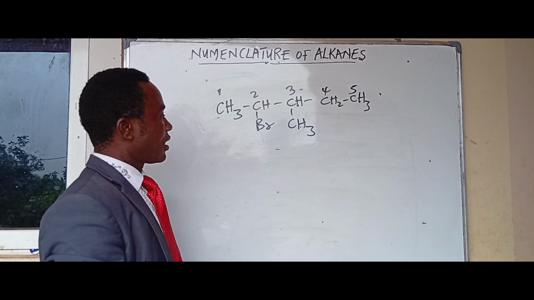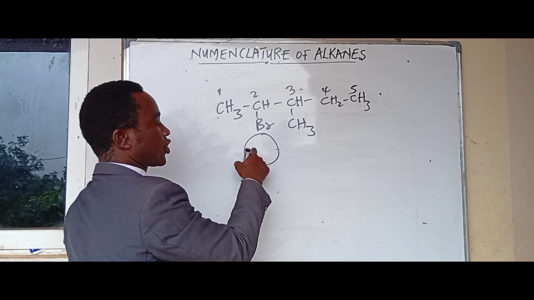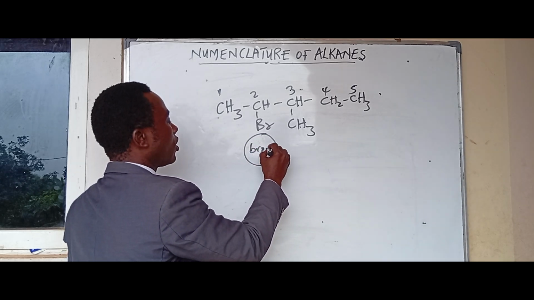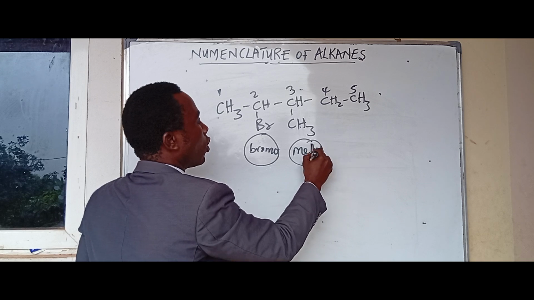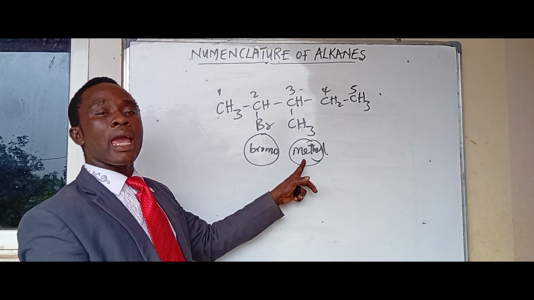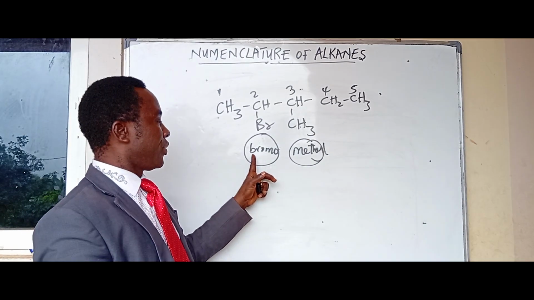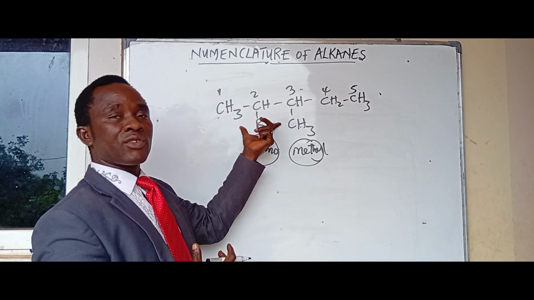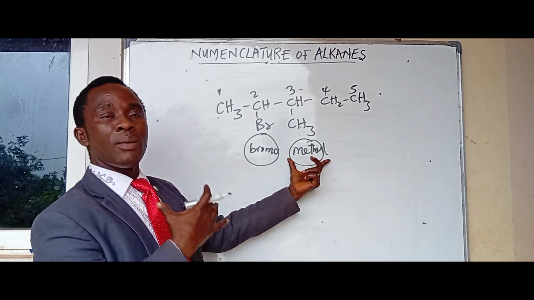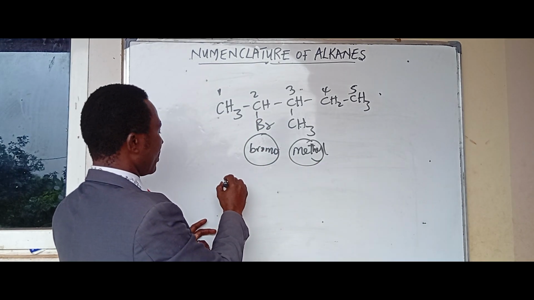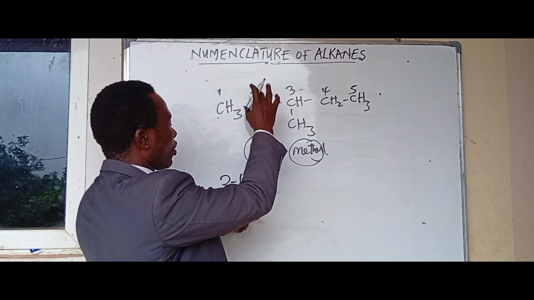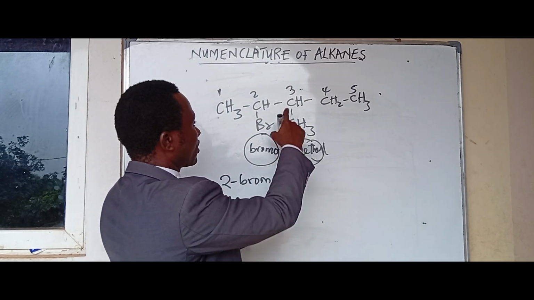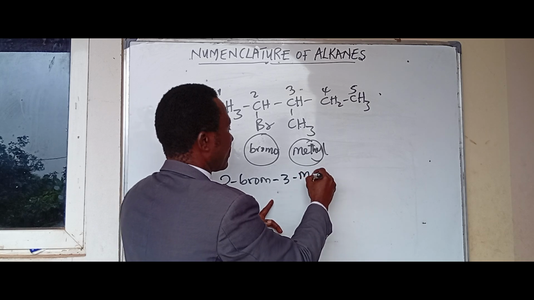Now, what is the substituent here? The substituent here is bromo. The other substituent here is methyl. So alphabetically, B and M, which one comes first? You see that B comes first. So you name the substituent bromo first before methyl. So the name of the compound is 2-bromo, because bromo is at number 2. Then you have 3-methyl.